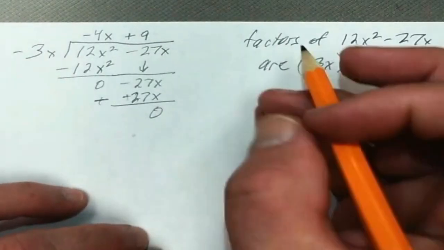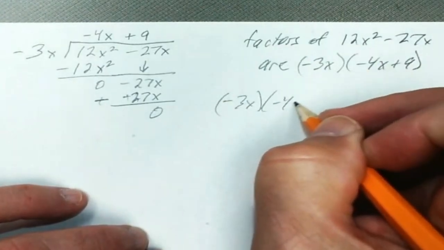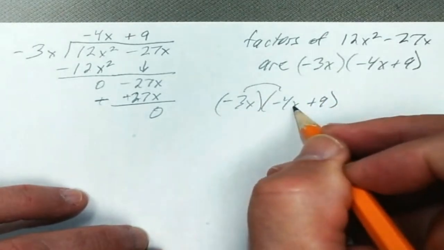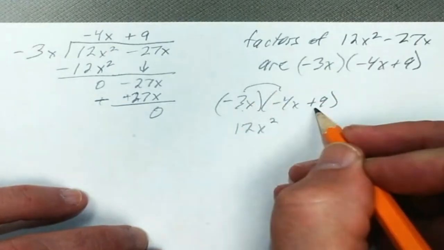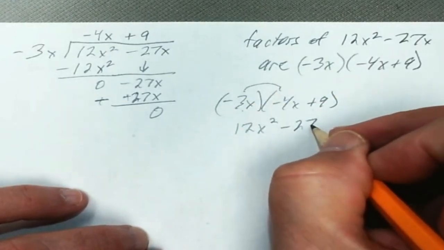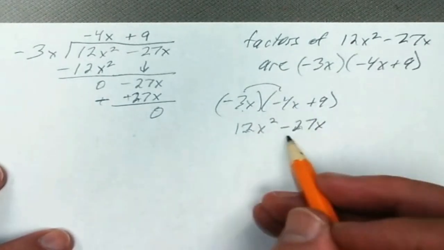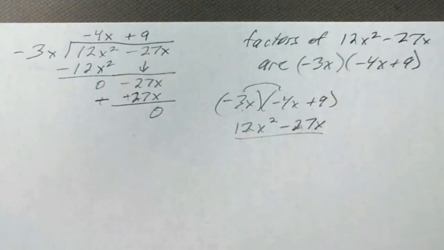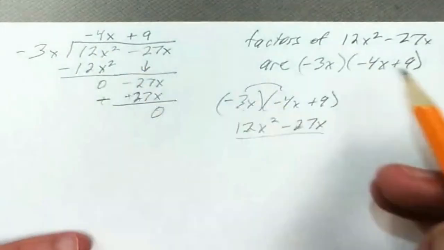And we can test that by multiplying it. Negative 3x times negative 4x plus 9. We just have to distribute. Negative 3x times negative 4x is a positive 12x squared. Negative 3x times 9, negative 27x. So we can see when we multiply those together, it does indeed equal the original equation, because there's no remainder. That makes that easy to check. But that's how we find the factors of that, by using long division.